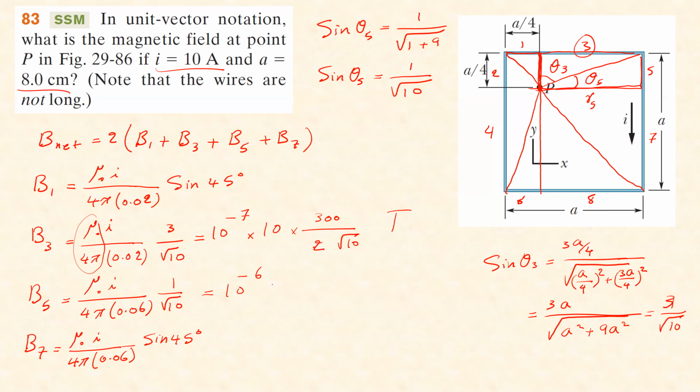10 to the negative 6 times 300 over 18 square root of 10. And what is this? It becomes 10 to the negative 7. That's mu naught over 4 pi times 10, again micro, and times 1 over 0.02. That becomes 50 microtesla. And this one is 1/3 of that, which is 50 over 3 microtesla.